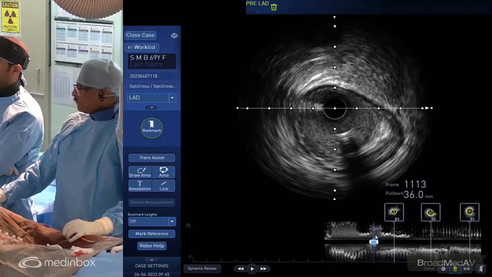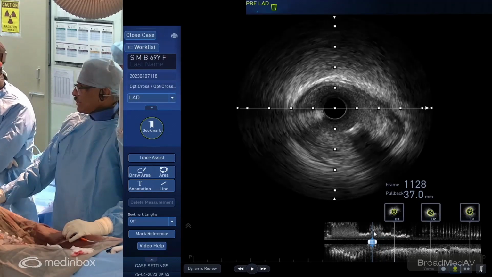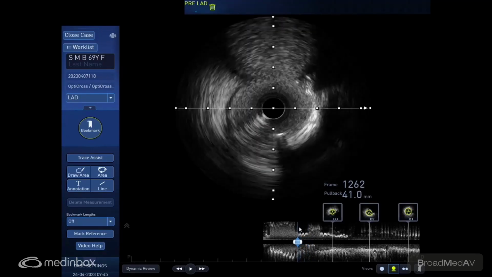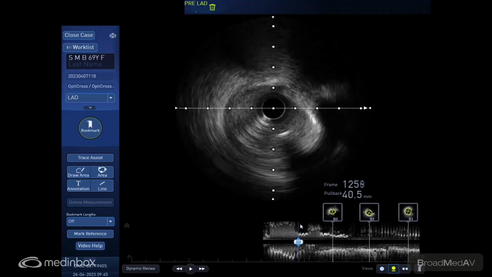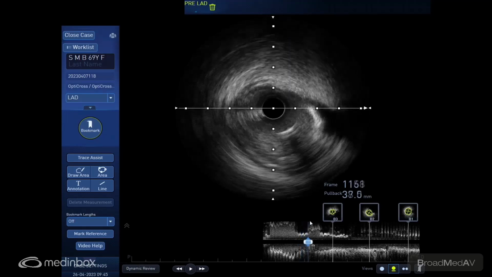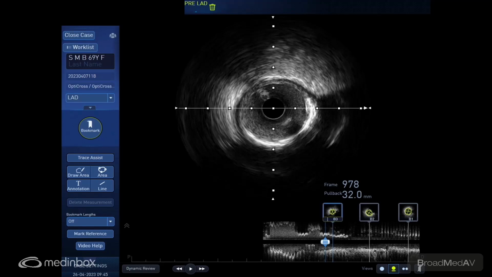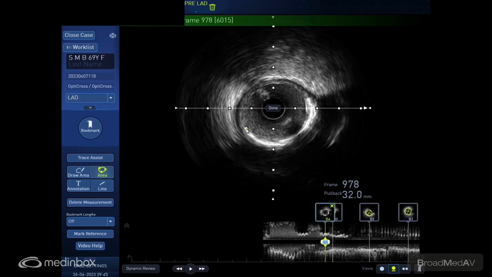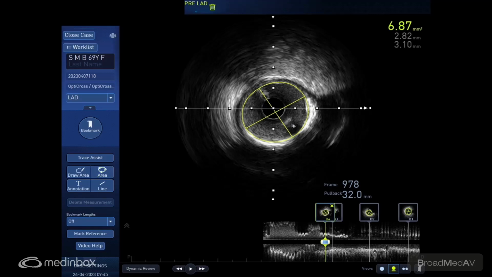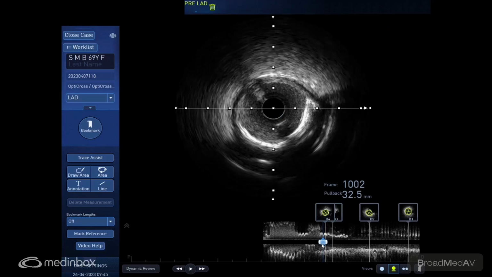You see here the vessel gets bigger, and you can see that at the diagonal, that's the left main. Come back to the diagonal. Yeah, so there's the disease. At the proximal LAD also about 180 degrees of calcium is noted. So the area is around 6.8, and the diameter is about 3.